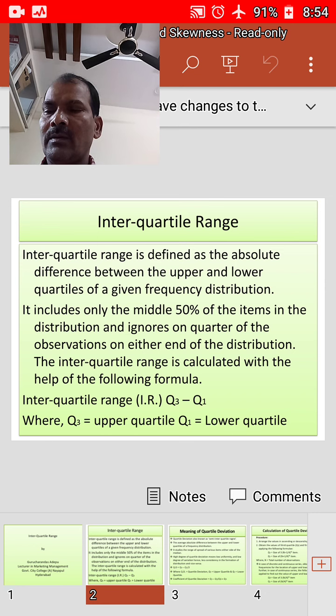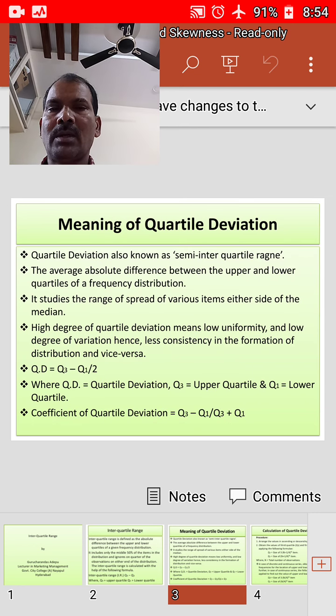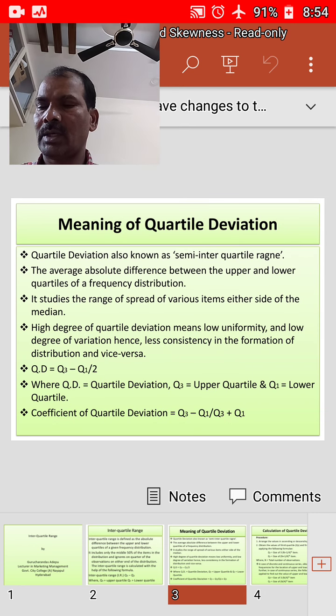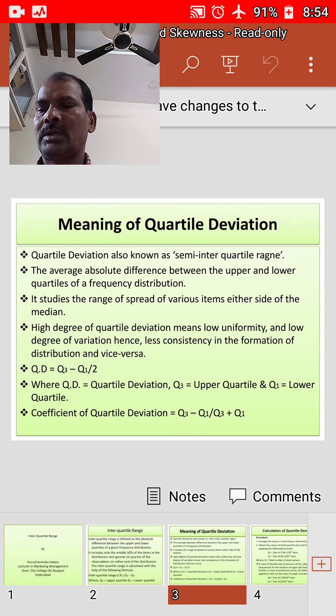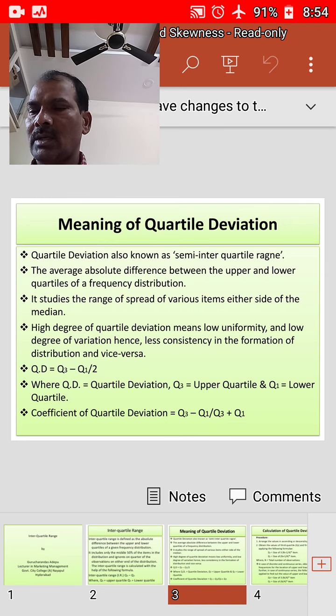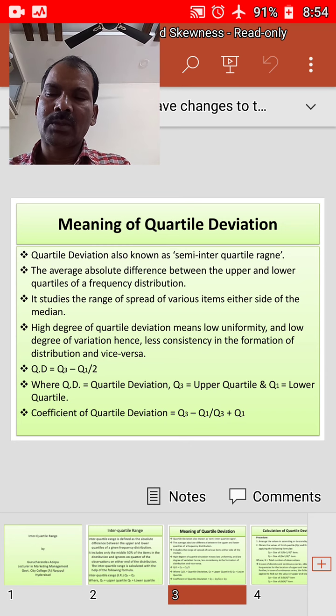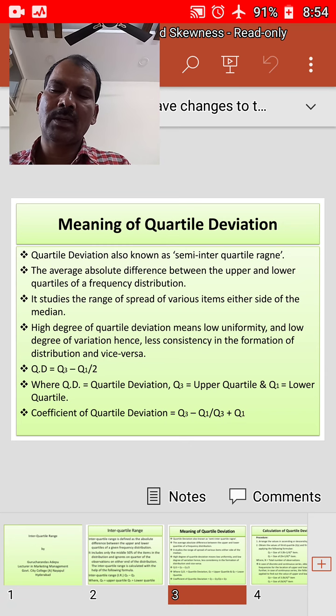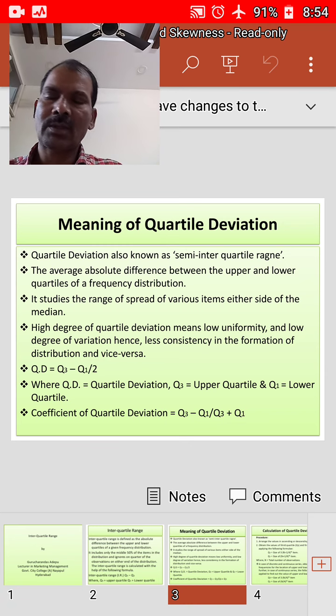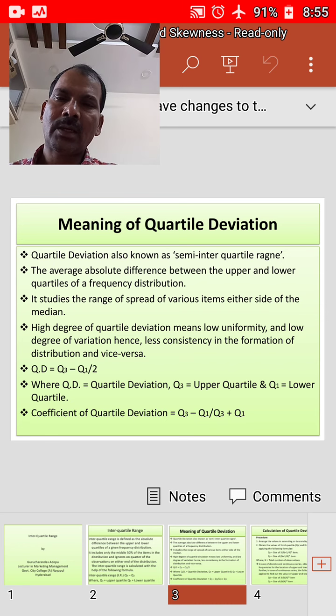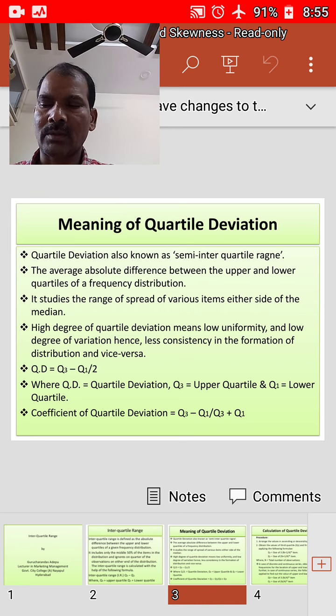We will consider one example here. In a frequency distribution, Q3 and Q1 are given as 59 and 18 respectively. Its interquartile range will be 59 minus 18, which gives 41.